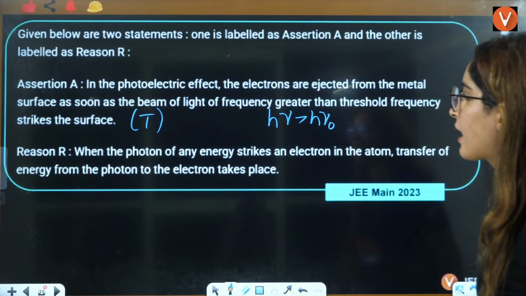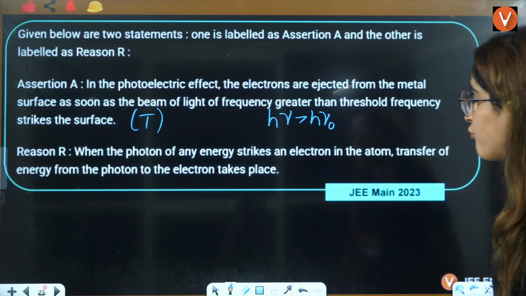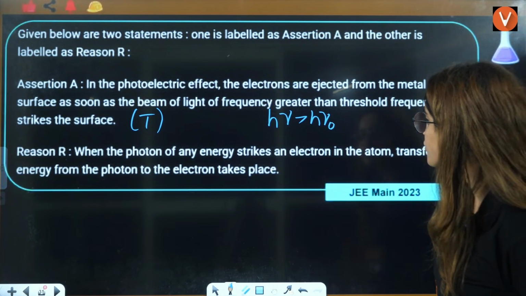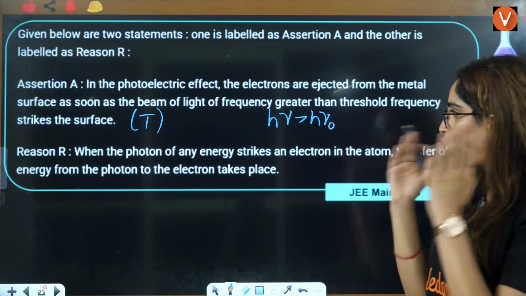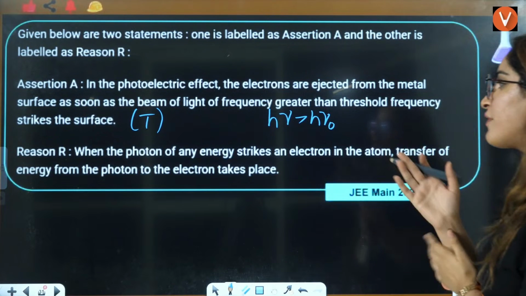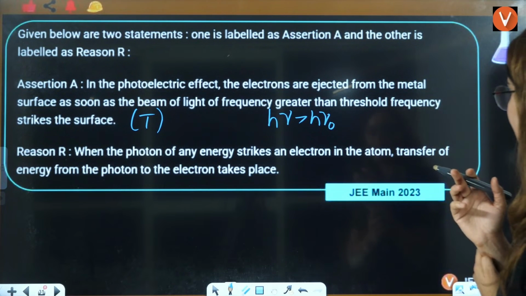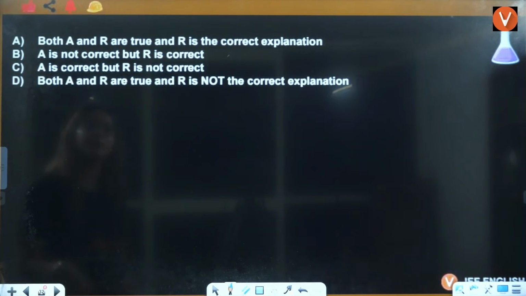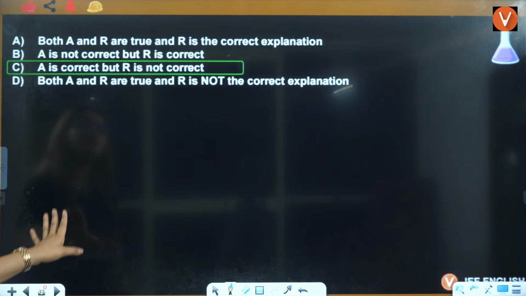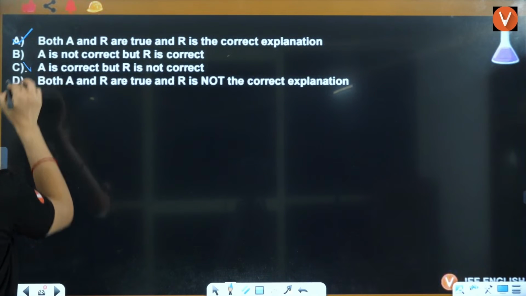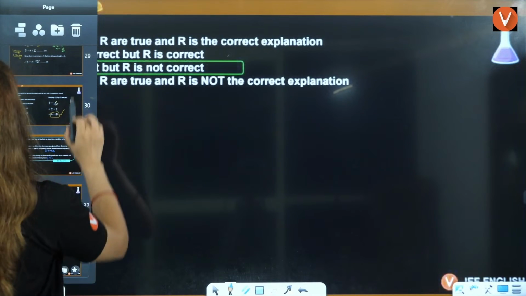Yes. When a photon of any energy strikes an electron in an atom, transfer of energy from the photon to the electron takes place. Yes, that is also true, right? So the answer will be A is true. Acha, A is true. Wait a minute. Why R is not true? A is true, R is true. This answer will be A, okay, not C. Okay? The answer will not be C.